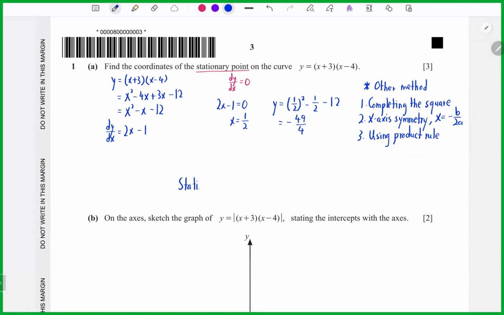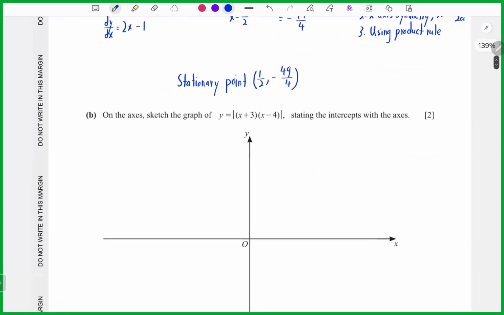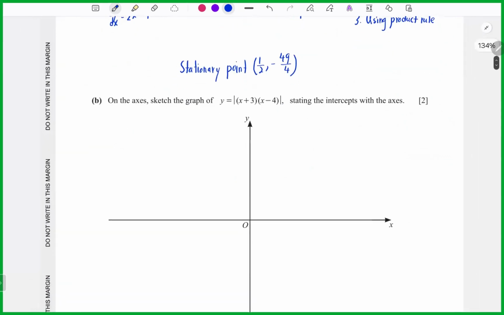Stationary point (1 over 2, negative 49 over 4). Okay, let's look at question B. On the axes, sketch the graph of y equals modulus of (x plus 3)(x minus 4), stating the intercepts with the axes.